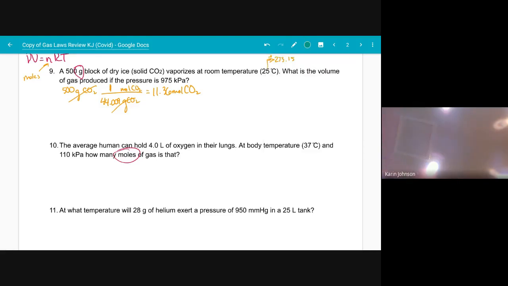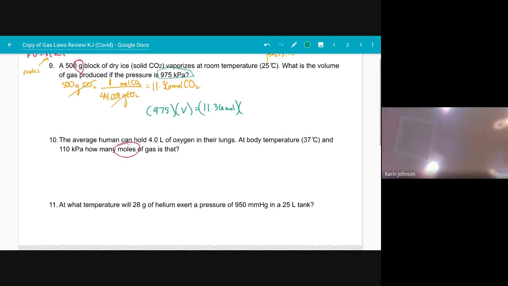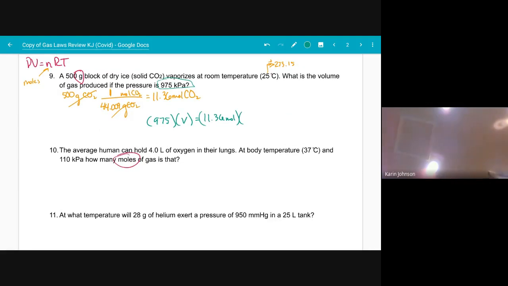So what's my pressure? My pressure is 975 kilopascals. So P is 975. Volume should be in liters. Oh, we don't know volume. That's what we're solving for. Moles was 11.36 moles CO2. R, now this is the tricky spot. So I'm going to make sure you can see my R there. So this is the part that gets a little bit tricky. This is the gas constant.